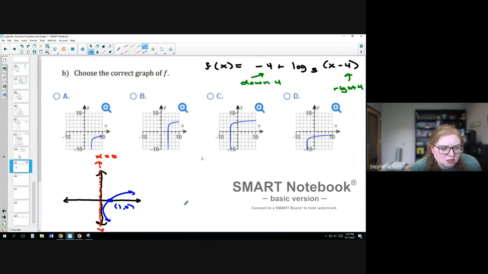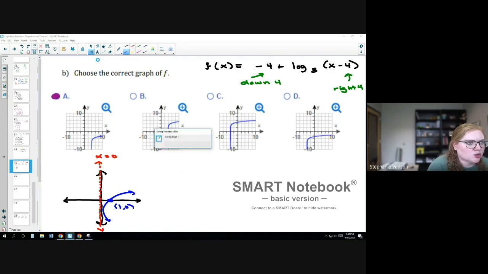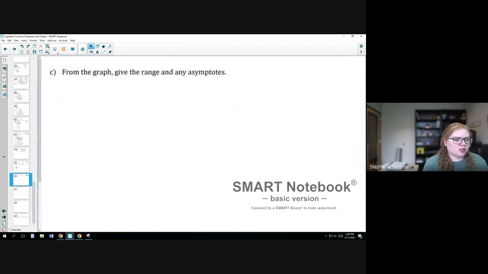Which of these looks like the parent function that I have drawn here, shifted to the right 4 and down 4? So take that blue graph and shift it to the right 4 and down 4. Well, to me, there's only one answer, and it's pretty obvious. It's got to be A. Okay, so we're going to save that. All right, and we are going to go on to the next one.